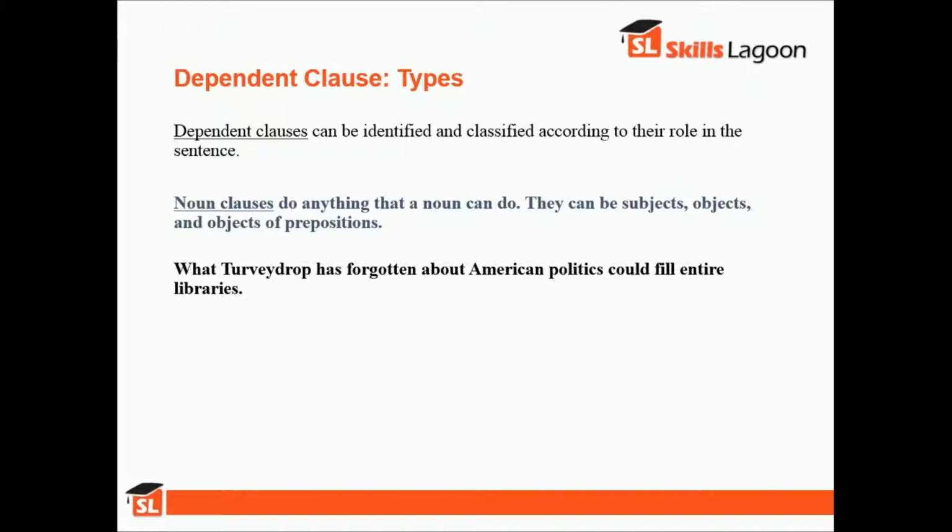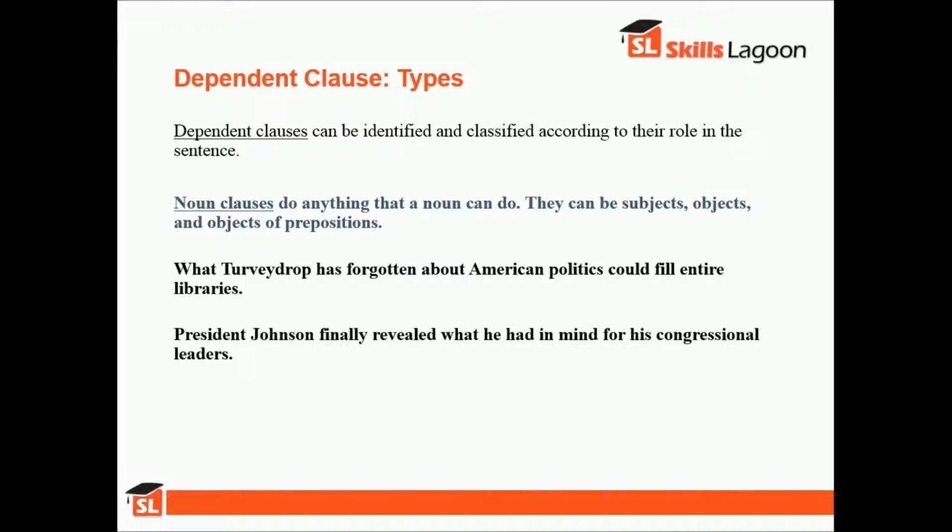Let's look at this sentence. What Tove Trop has forgotten about American politics could fill entire libraries. The dependent clause here is what Tove Trop has forgotten about American politics, and you can easily replace it with, let's say, biographies. Biographies could fill entire libraries, and biography is a noun. Biographies is a plural noun, so that's why this dependent clause is a noun clause.